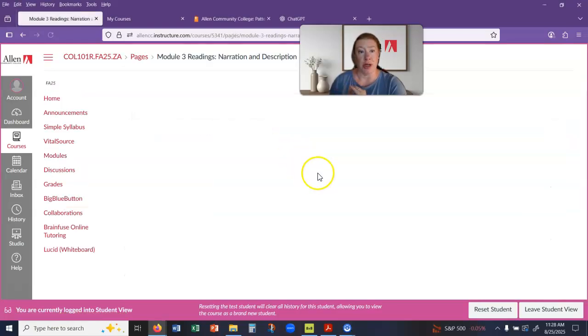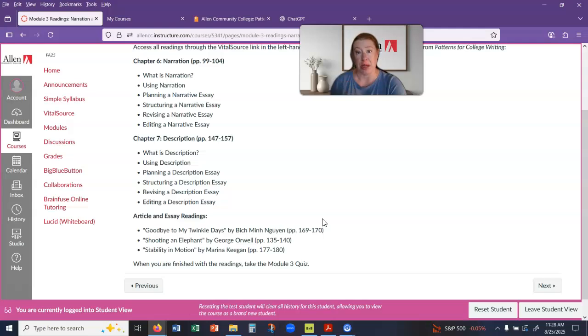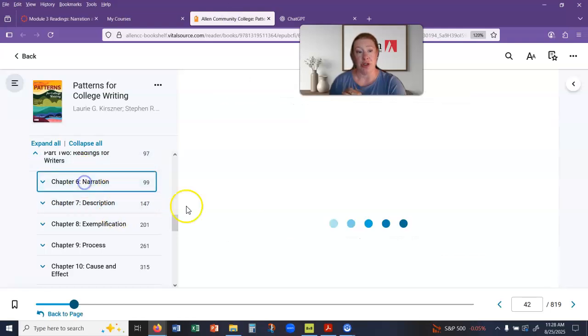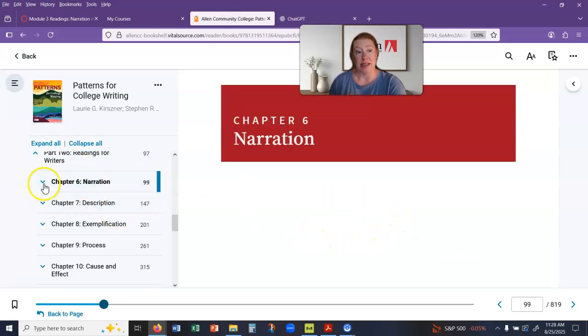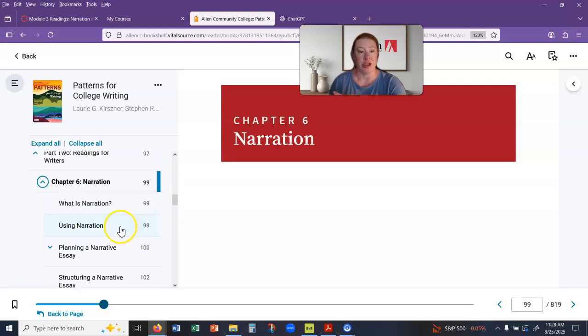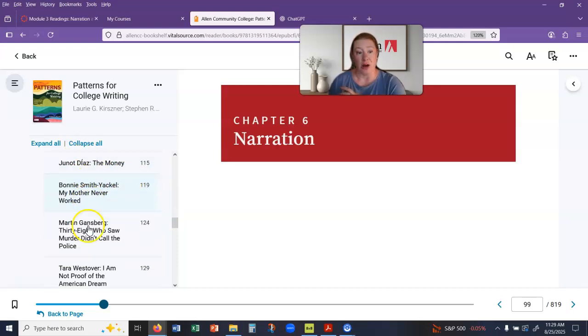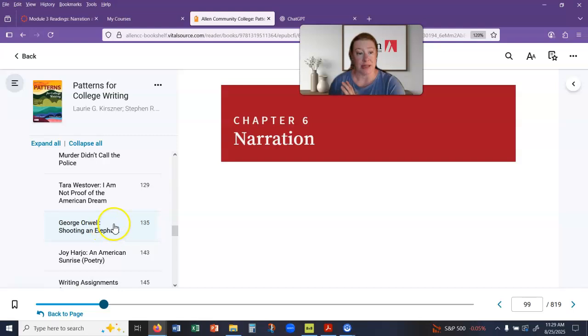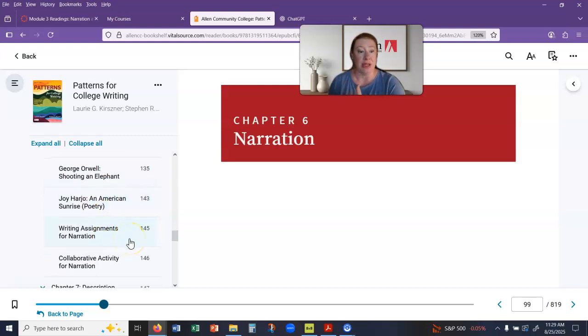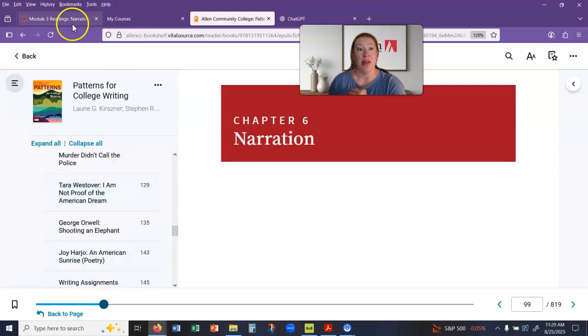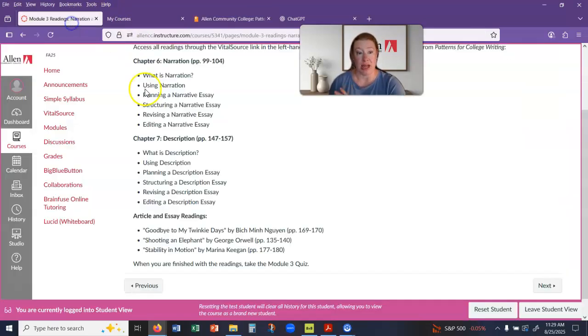There are 2 chapters, one on narration and one on description. Those are the 2 main components of the assignment. And then you also have a few of the professional type readings within the textbook. If you notice the chapters, you'll have your chapter 6, narration, and it's going to cover what is narration, how to structure a narrative essay, etc. And then after that are all of these different examples, and you're welcome to read as many as you want, but you're going to be assigned to read a couple of them that will then be a part of the quiz that you take for that section. So just keep that in mind.